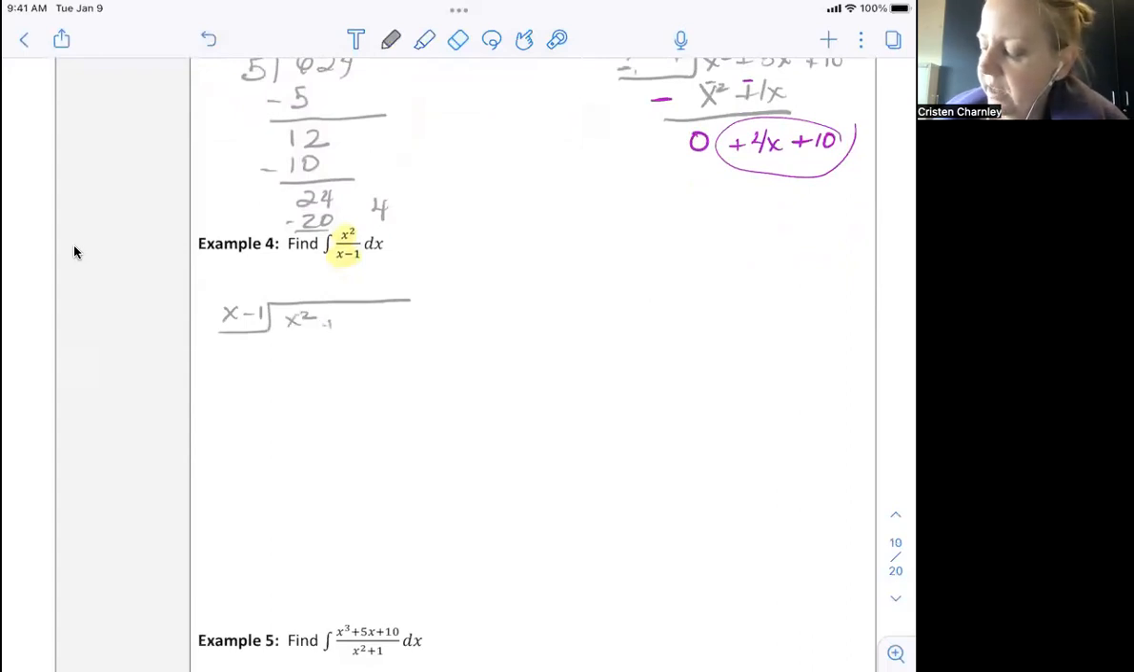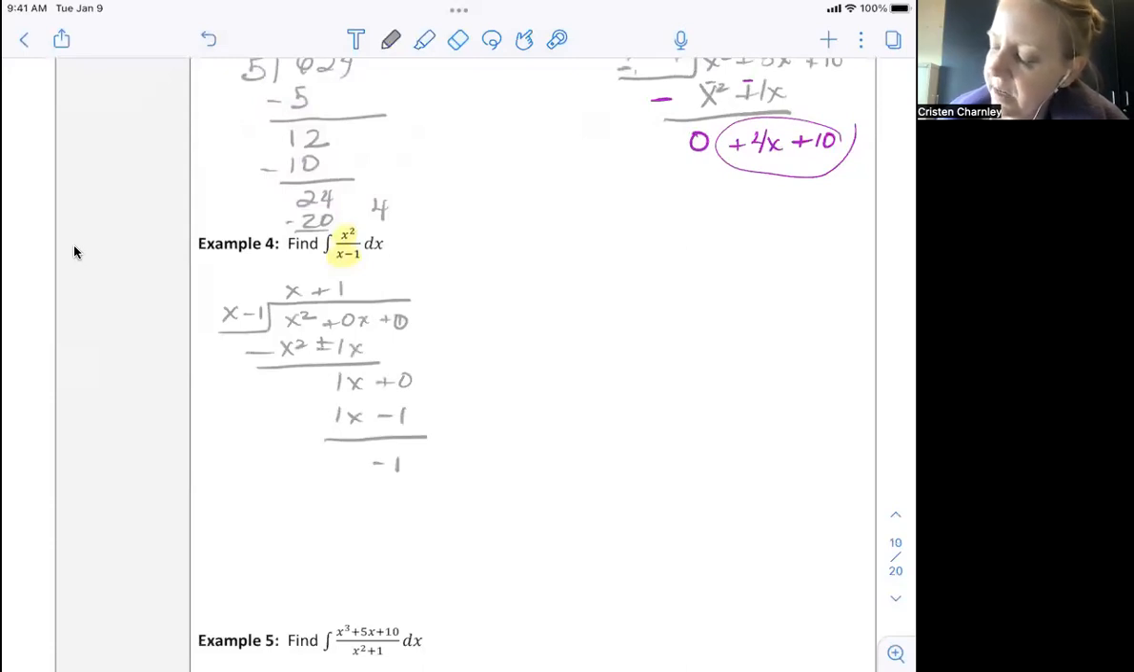Now, I'm going to fill in the other x's. I forgot to do that in our initial example. So I know that this is x. X times x is x squared. X times negative 1 is negative 1x. Subtract and add. I bring down a plus 1x plus 0. So this would be 1. 1 times x is 1x. 1 times negative 1 is negative 1. And so down comes a negative 1. So this is minus 1 over x minus 1.